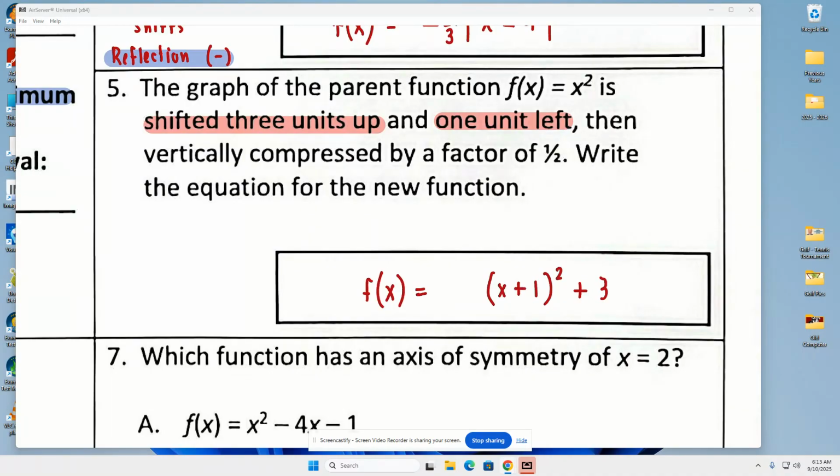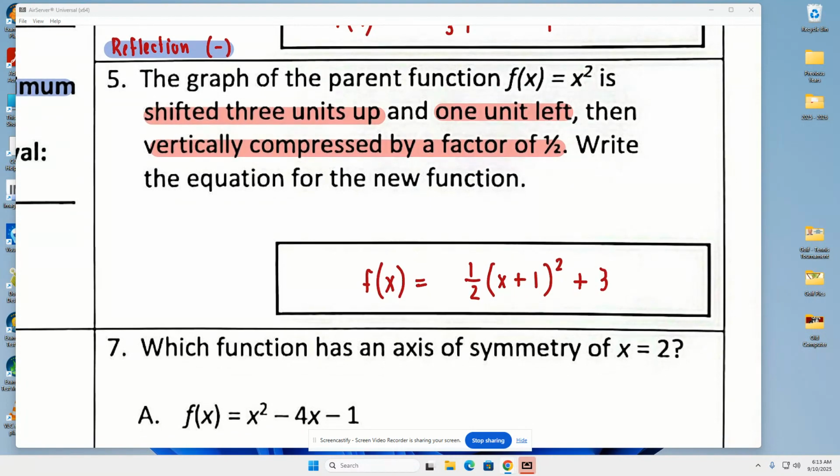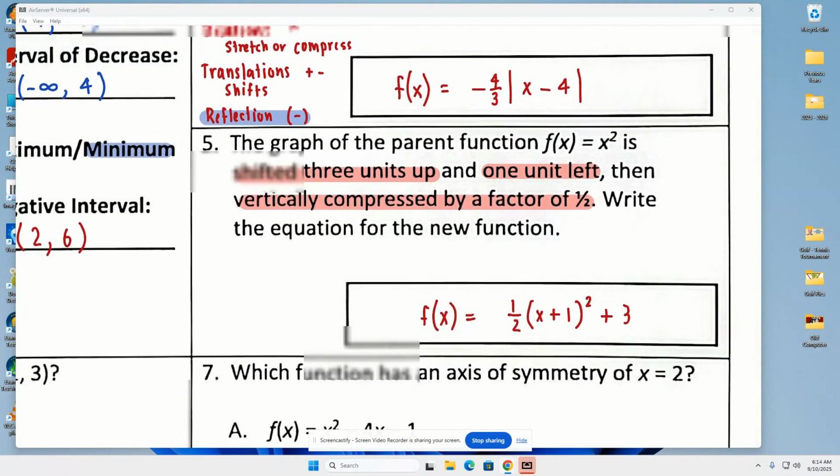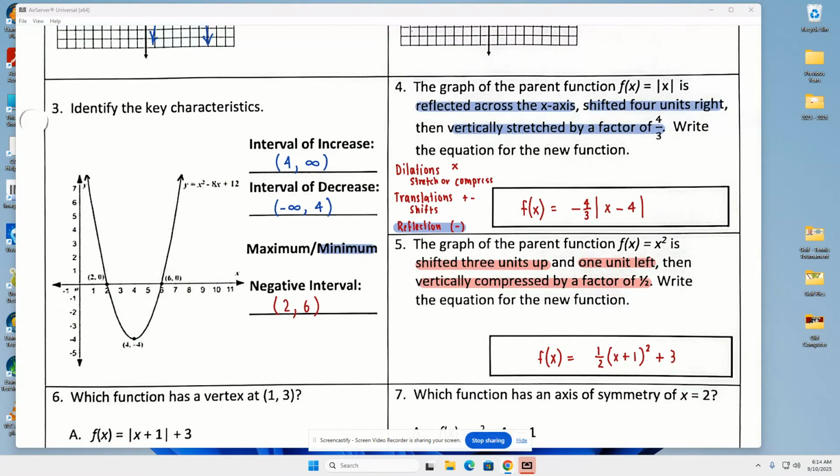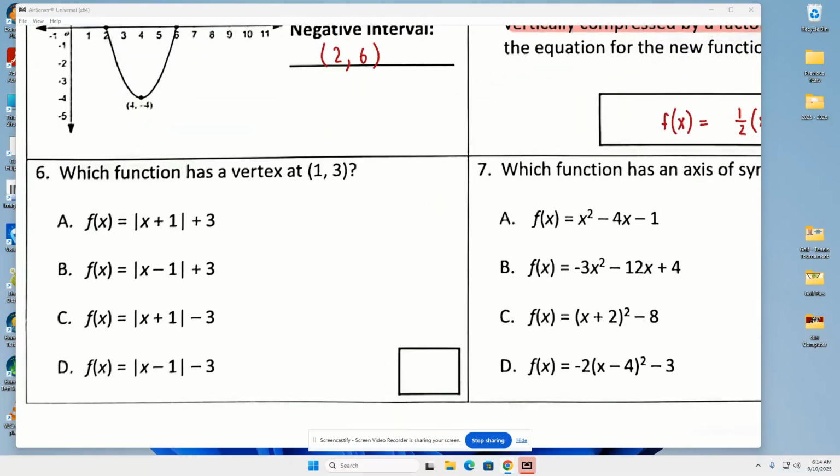And then the last one says it's vertically compressed by a factor of 1/2. Remember, vertical, that's outside. And compressing just means we're multiplying by 1/2. So I'm going to multiply by 1/2 outside. And that's all of my transformations. 1/2 times, in parentheses, x plus 1. On the outside of those parentheses, squared plus 3. So those transformations, hopefully you guys feel comfortable about them. Let's move along to number 6.